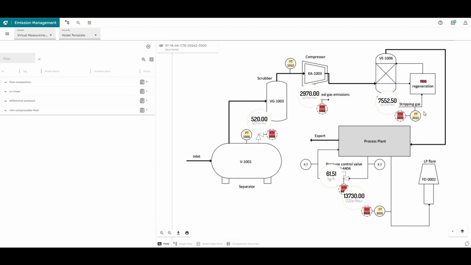We could have that in real time, and of course automate the rest of the reporting and the optimization possibilities within each of these various emission sources.